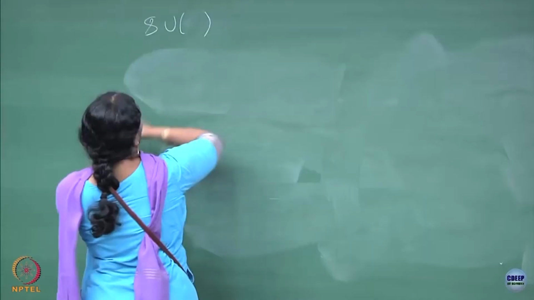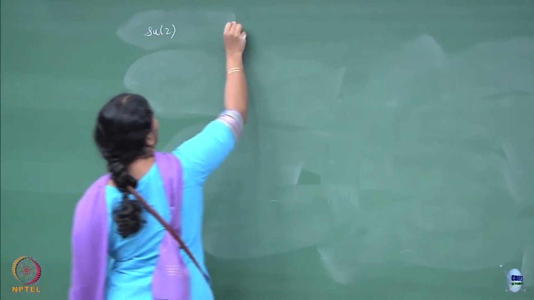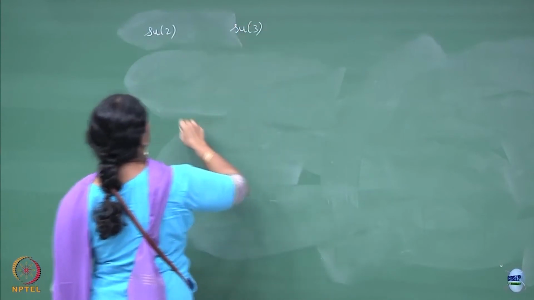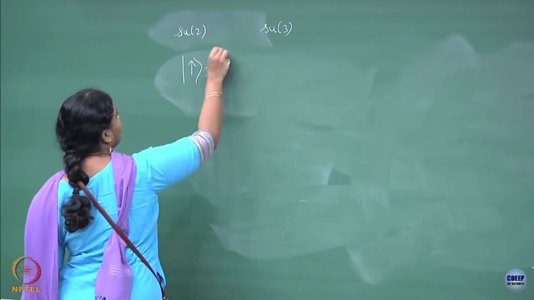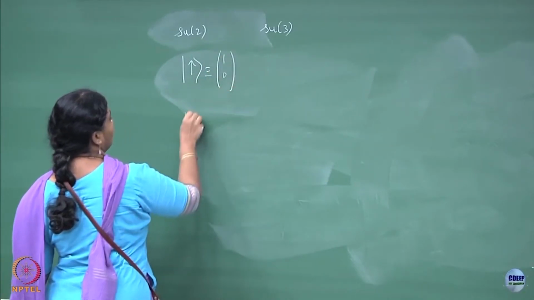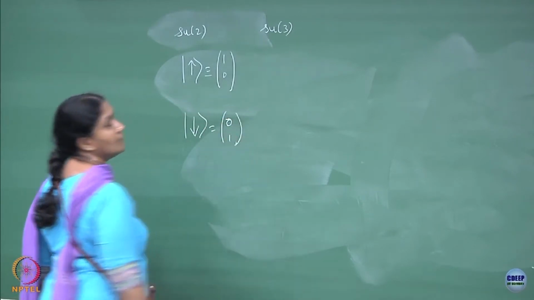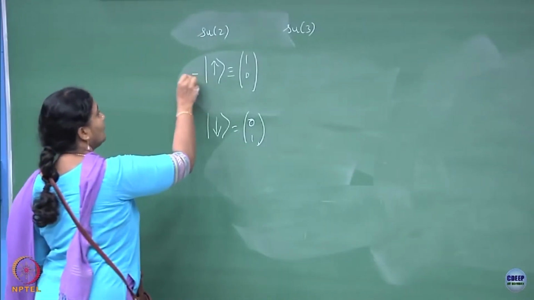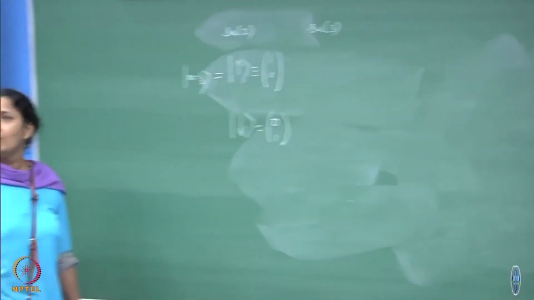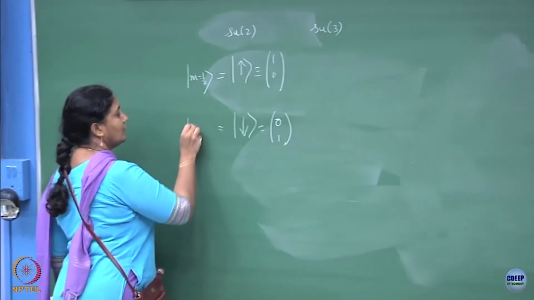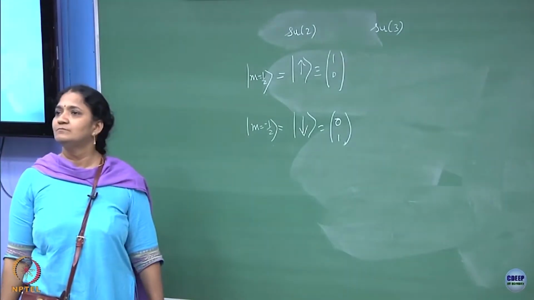SU2, SU3. You can have states which is up spin, which you denote as 1 0, and down spin which you denote as 0 1, okay, and this is also equal to m equal to half. I am suppressing h cross. This is equal to m equal to minus half. Okay, this is SU2.